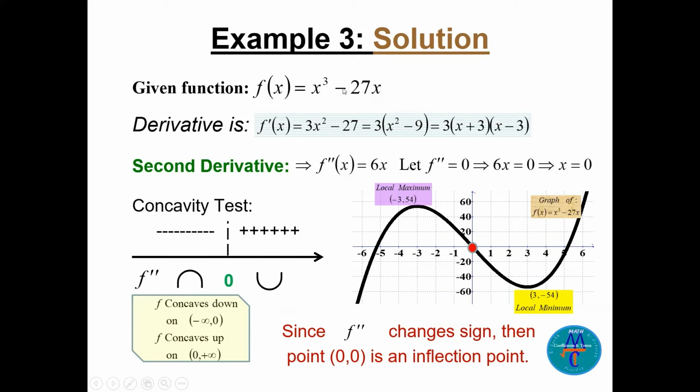We replace it in the function here. It can be any number there, but it is 0 in this case. So f double prime changes sign. And here we have local max. See, at these critical values, we have local min at 3 and local max at -3.